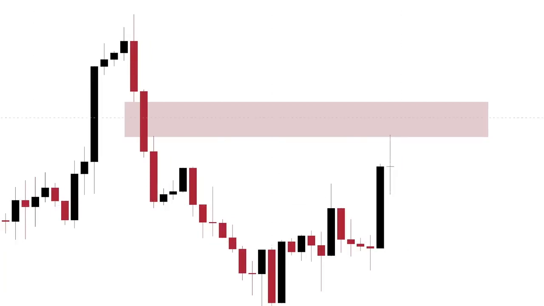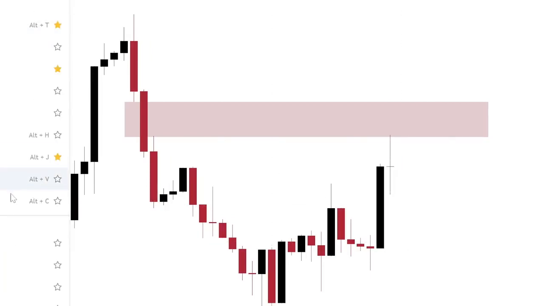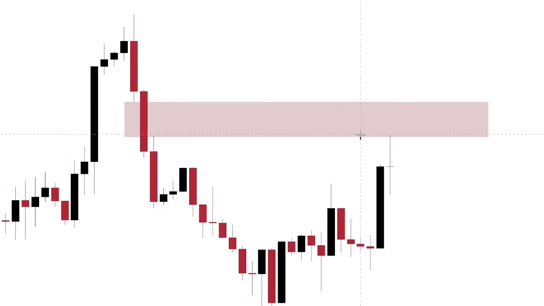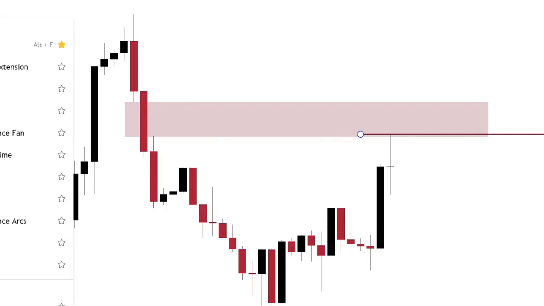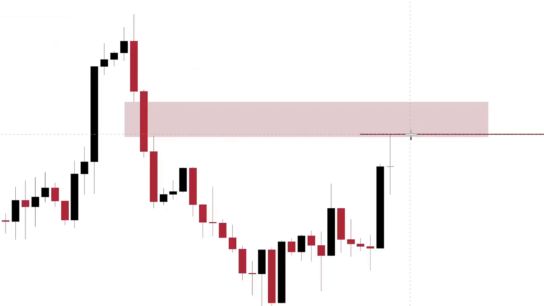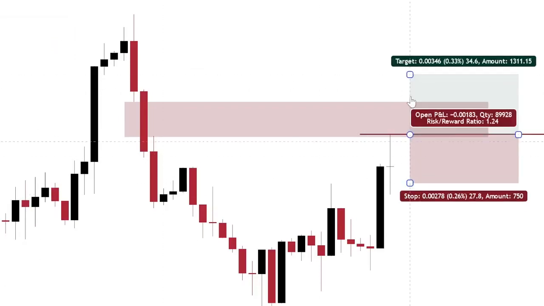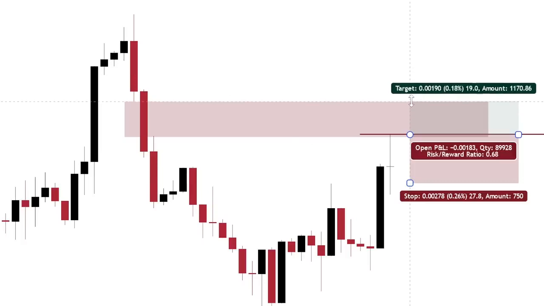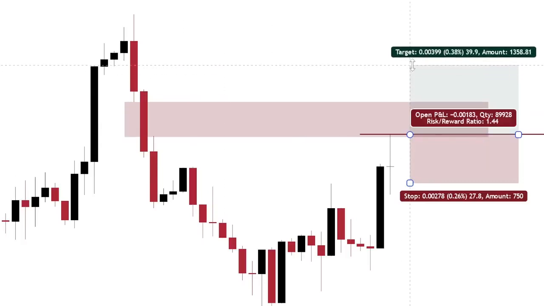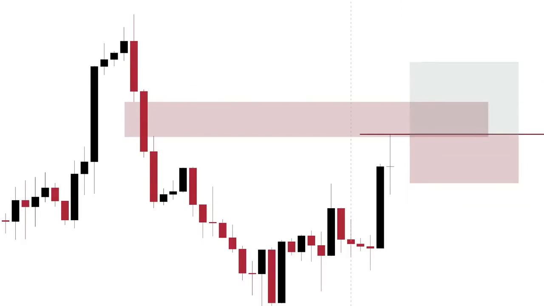So here you have your reaction. Once you get your first reaction, you have your line right there. And once price gets above this level, you're looking for a first TP to close your fair value gap, and your second TP would be at your extreme.